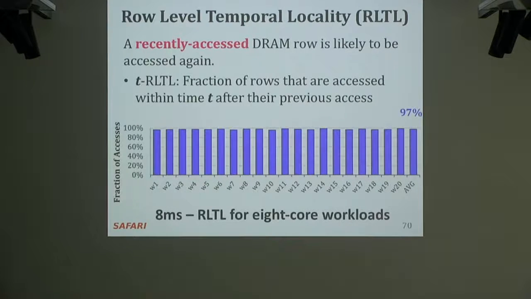There's some anomaly over here that's explained in the paper. It's not that important. If you are much more intensive in memory access, meaning that you have 8 cores banging on a single memory channel, you have a lot of bank conflicts, and this row-level temporal locality increases to 97%. So you're very likely to access the row again within 8 milliseconds after you previously accessed it. Again, this is an indication of bank conflicts. That's why all of the previous approaches that tried to reduce bank conflicts, like subarray-level parallelism, work. But now we're going to use this to reduce the latencies.